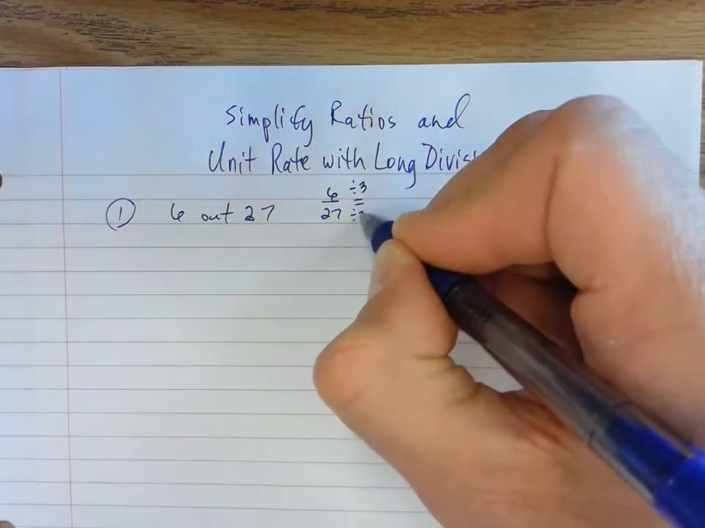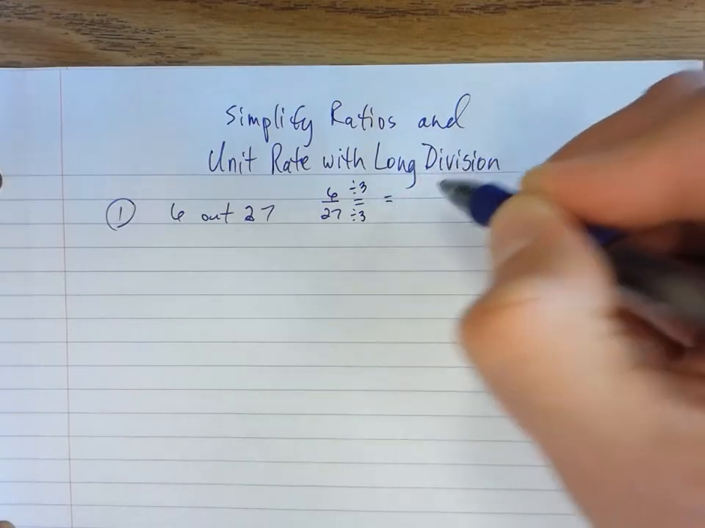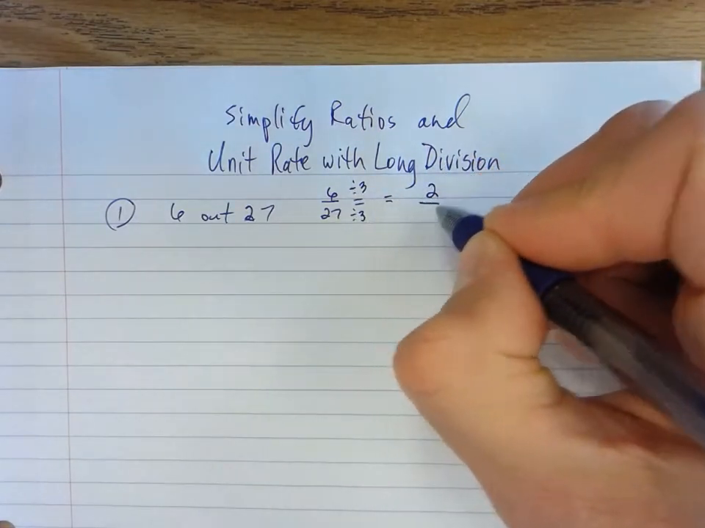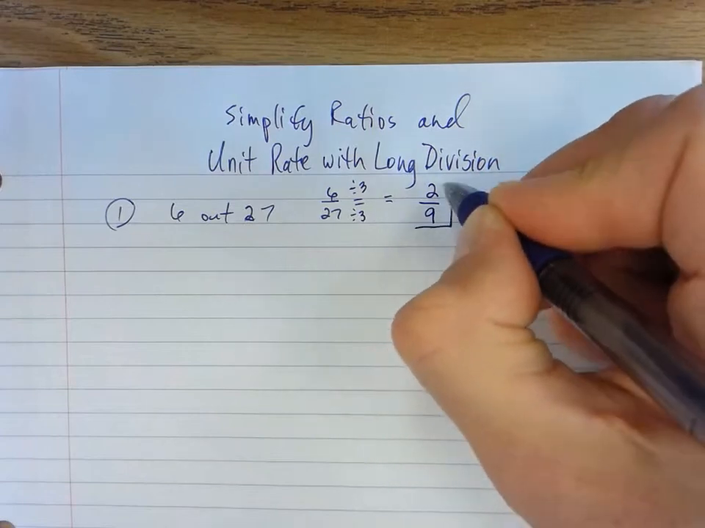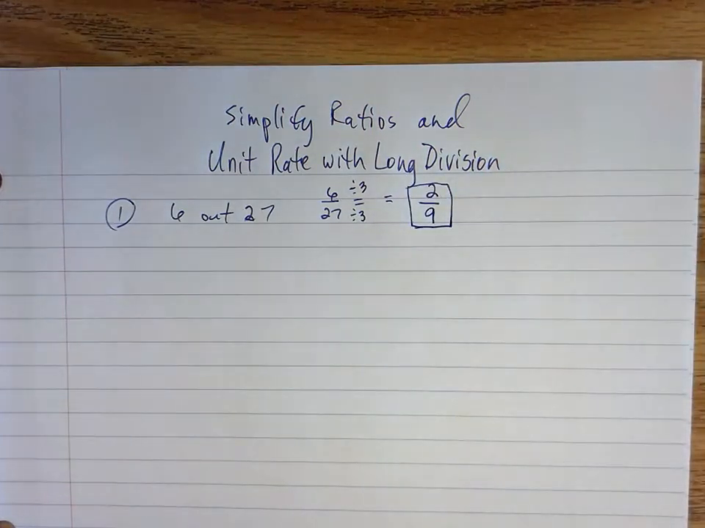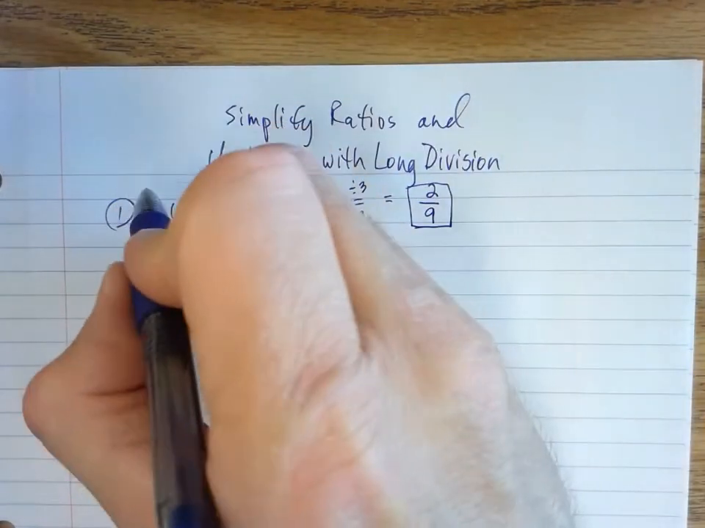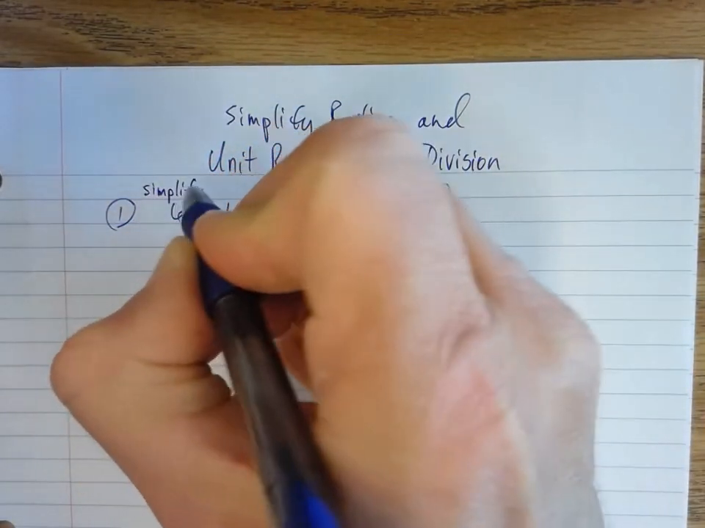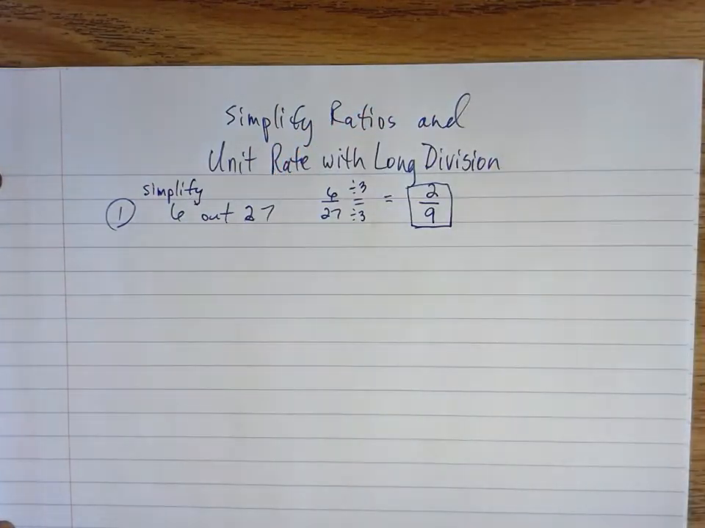Divide the numerator by 3. Divide the denominator by 3. Of course, 6 divided by 3 is 2. 27 divided by 3 is 9. So we simplify that down to 2/9. We're trying to make everything down to its simplified form, so the directions will say simplify.